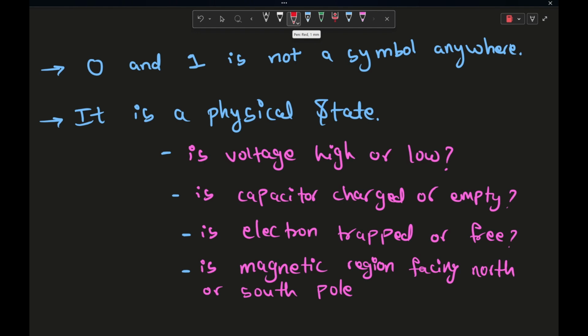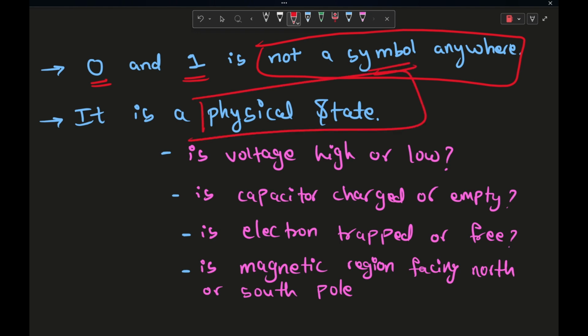Okay, so the first thing we should know is that 0 and 1 is not any kind of symbol. Basically, what we think is that at the hardware level 0 and 1 is stored, so it might be a symbol that denotes, okay, this is 1, this is 0, but no, that's not the case. It is basically a physical state of many aspects as per the use case.